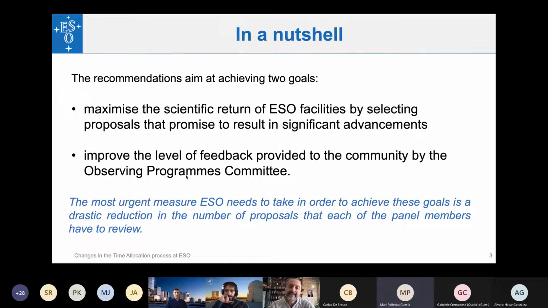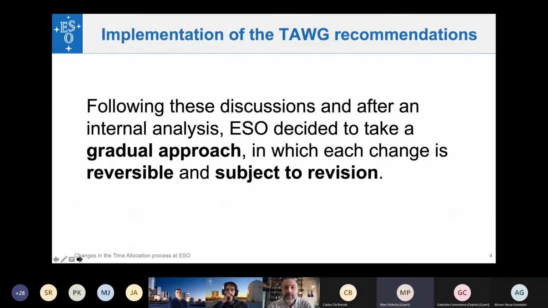So, but the bottom line is that it was clear from the report that ISO needs to reduce the number of proposals which are assigned to the panel members. This is a clear problem. It was signaled by the panels already many years ago. Depending on the panel where you are, you may get between 80 and 100 proposals, and you have to read them all, discuss them, and then provide feedback to the user. So it's no surprise that with such a load, the level of feedback and even the level of review cannot be ideal. The situation is very stressful.